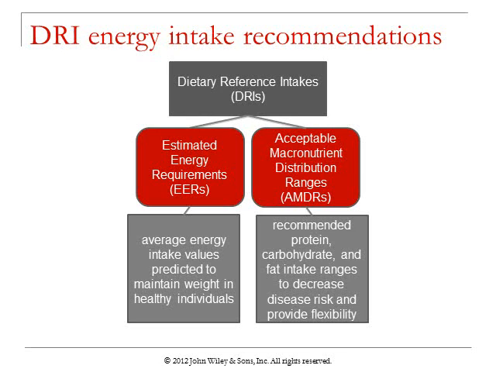The other one that we see here is the acceptable macronutrient distribution ranges. In Chapter 1, you learn that your macronutrients are your carbs, your lipids, and your proteins. These are the things that give you your calories. So this is the range that you should be getting of each one of those things.